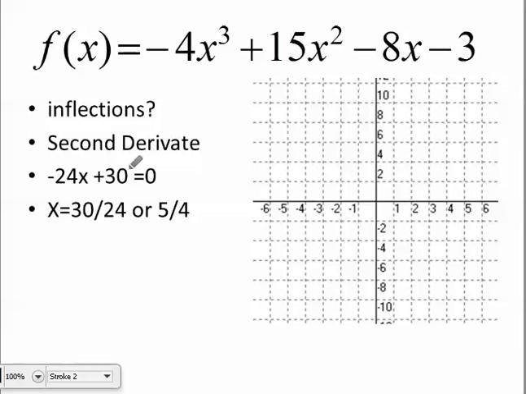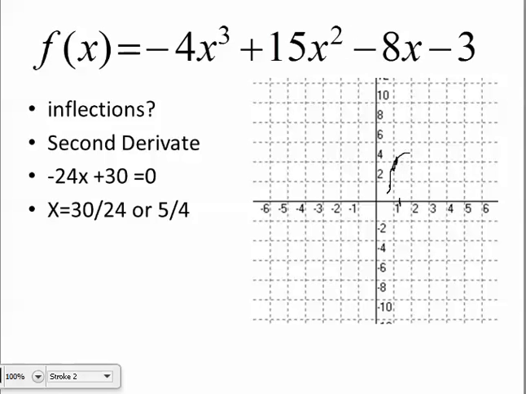I can solve that, set it equal to 0. 30 divided by 24, or 5/4. Okay? That means at 5/4 right here is where it's an inflection point. That's where it's going to go from curving inward to curving outward. Okay? That's what that means. That inflection is happening right here at 5/4.